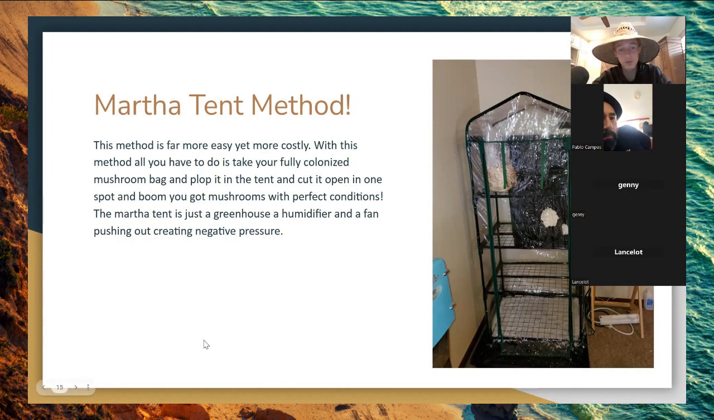So it's pretty much just a regular old greenhouse with negative pressure. A Martha tent costs the most out of all of them, but it's the most time efficient. And this is something you guys would probably want for your restaurant if you're doing that.